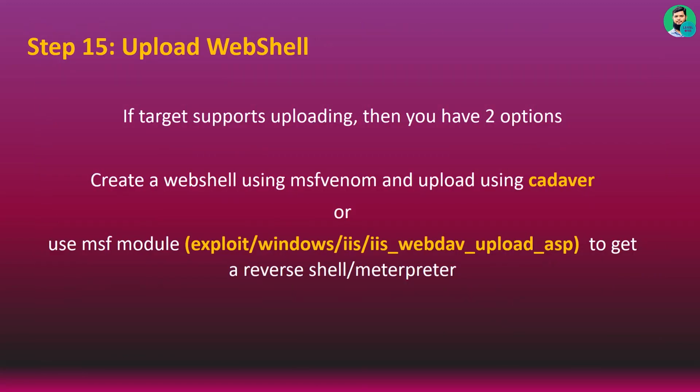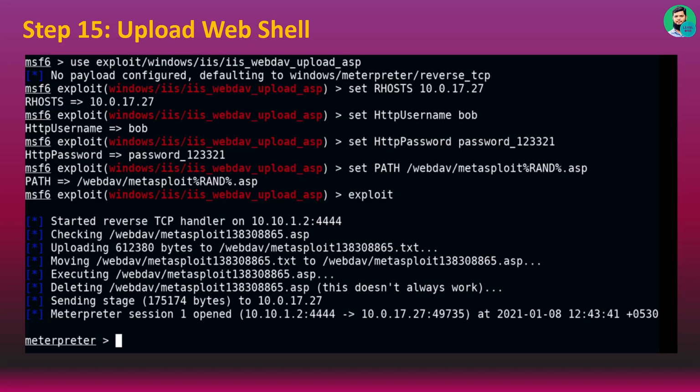And in this step, if the target supports uploading, then you have 2 options. Create a web shell using MSFVenom and upload using Cadaver, or use the MSF module exploit/windows/iis/iis_webdav_upload_asp to get a reverse shell or meterpreter. And this is how you will get the meterpreter.